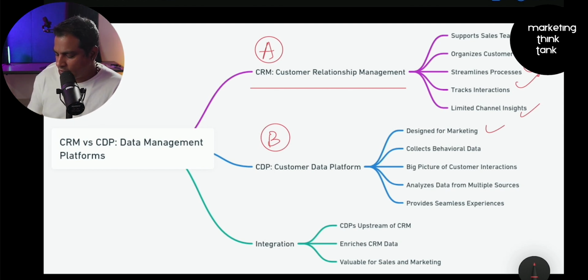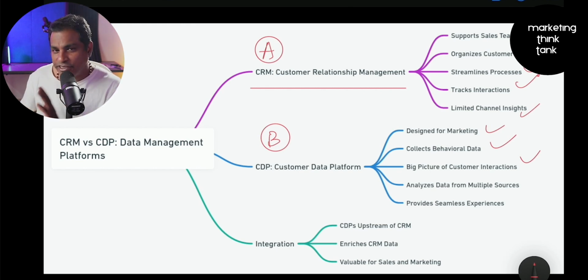Now, as I said, it collects behavior data, the big picture of the customer interactions. It is not just what has happened, when did he message me, when did I send him the email. It is about what has happened after I send the email. How has that impacted his behavior? Has an activity scheduled in the sequence of the marketing events had any impact on the user's behavior?